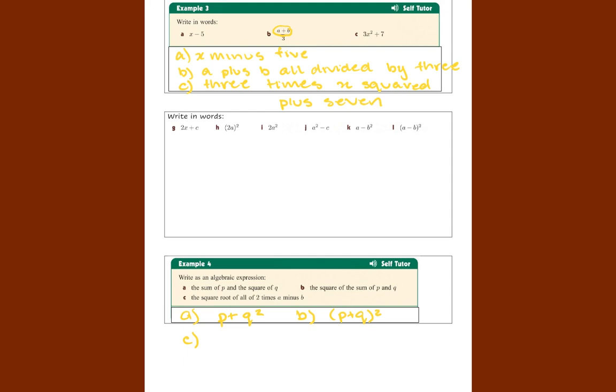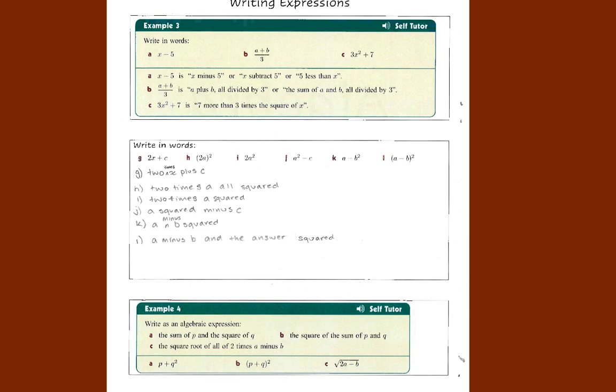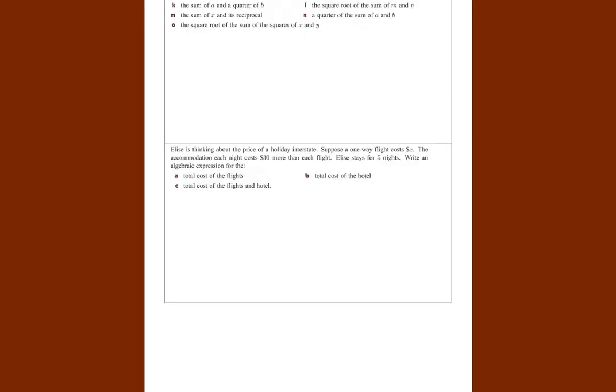And lastly, the square root of all of 2 times a minus b. So 2a minus b. When you're doing these questions, read them several times to yourself, over, until you understand what the words are saying. So this page is for you to do just as practice, and the solutions are on the next page, and that's it. That's all we need to do on this particular topic.